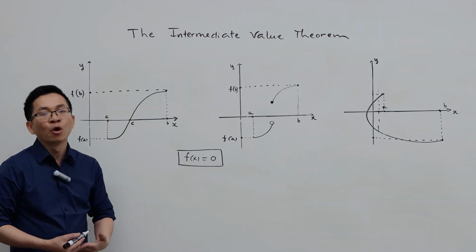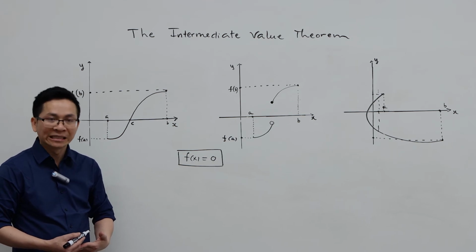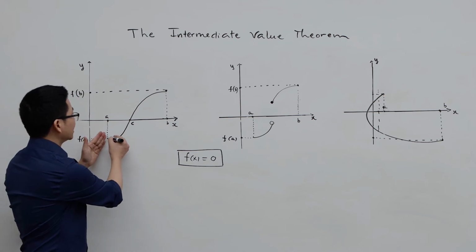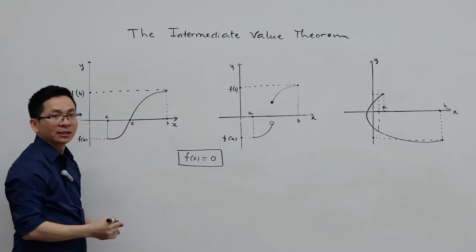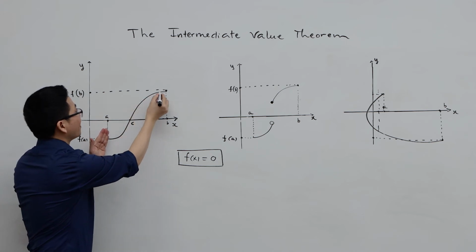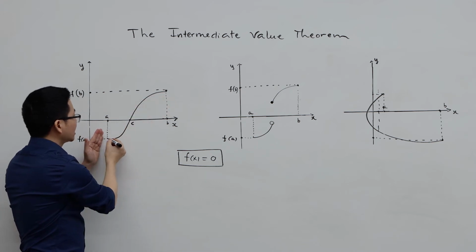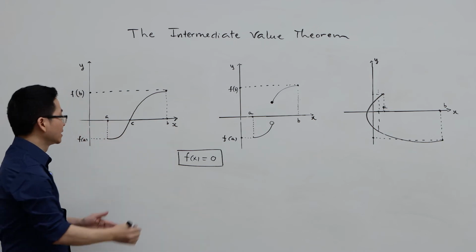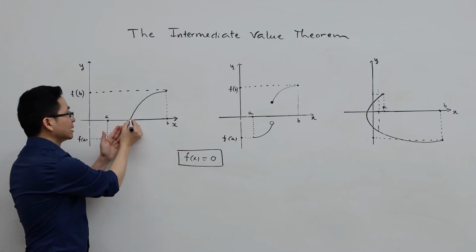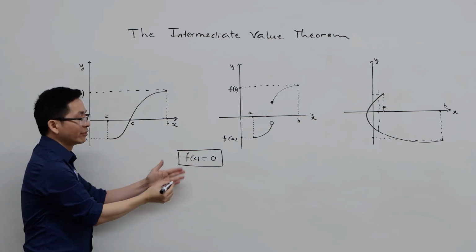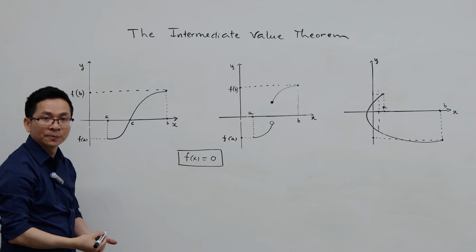Now let me use more figures to illustrate the intermediate value theorem. In the first figure here, this is the graph of a continuous function on the interval ab. So you can draw the graph of the function without lifting your pen up. And therefore, this curve must meet the x-axis at some point in the interval ab. And at that number c, f of c is equal to 0, or c is a solution of the equation f of x equals 0.